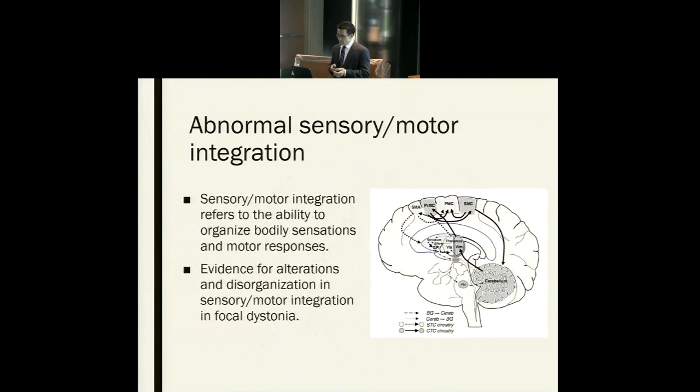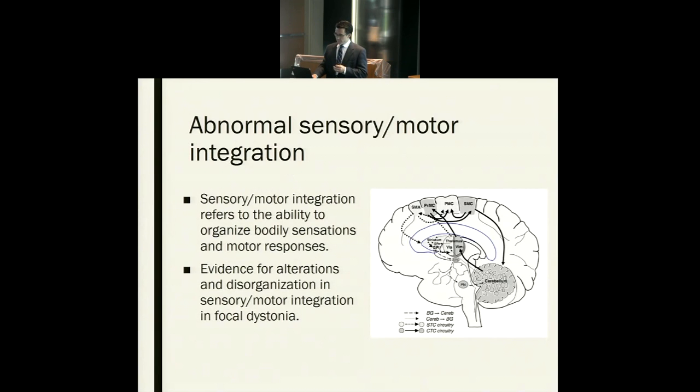The meaning of sensory motor integration, just to help define that, is the network that's involved in integrating body sensations with motor responses. And there's evidence across a variety of dystonias, blepharospasm as well as others, that this integration is abnormal, it's altered in dystonia.